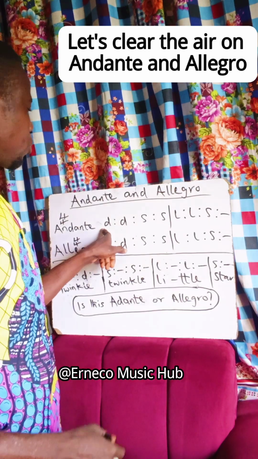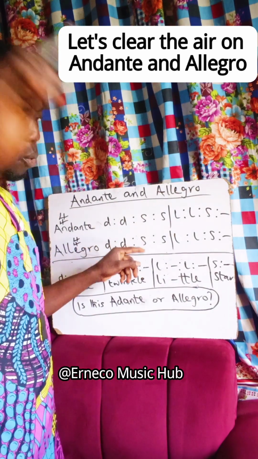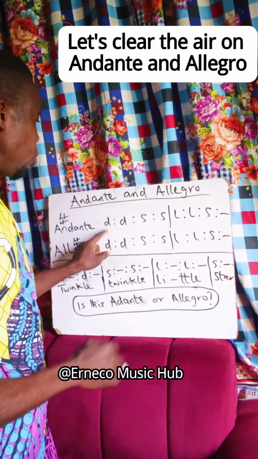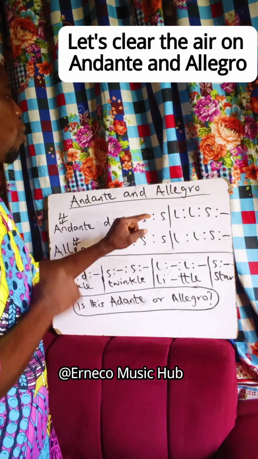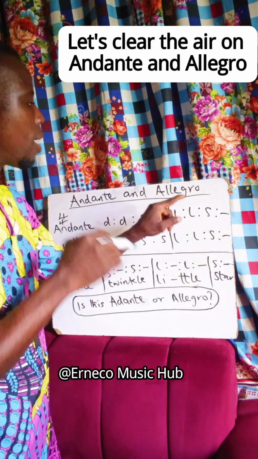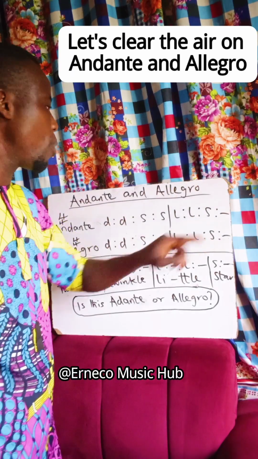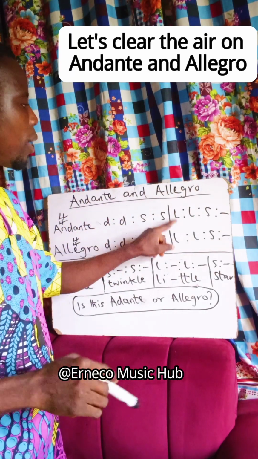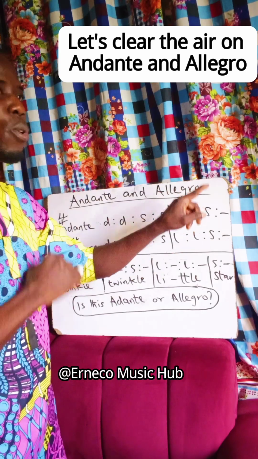When you are giving this to sing, you now start counting 1, 2, 3, 4. Do, do, so, so, la, la, so. Do, so, la, la, so.